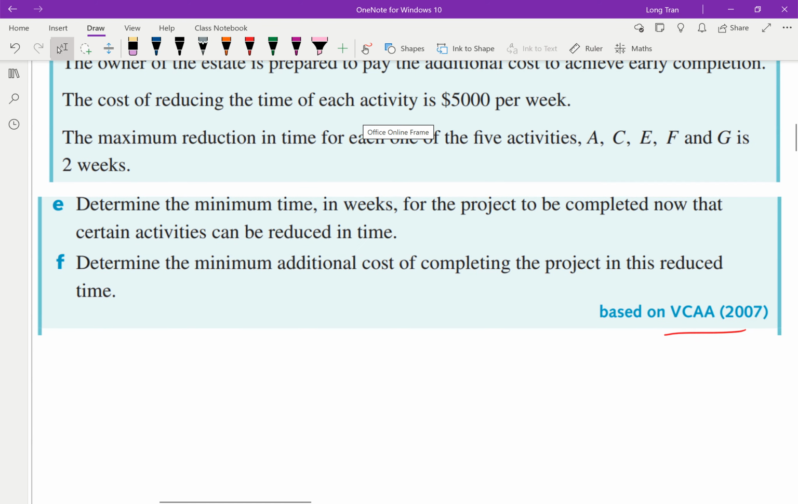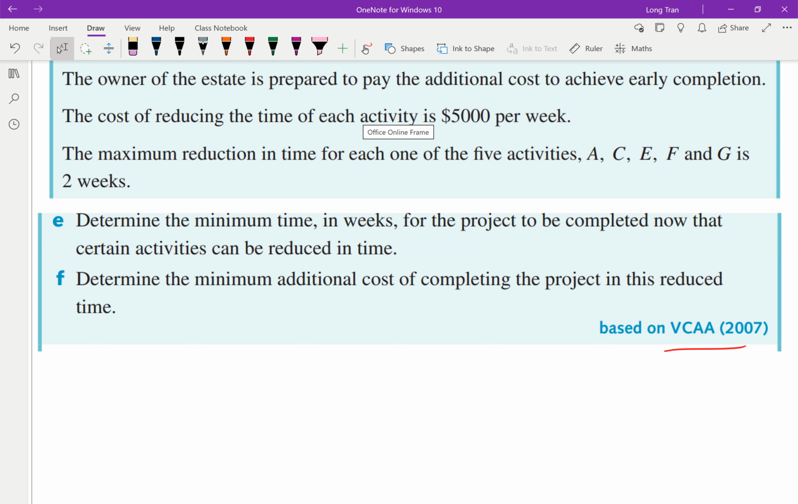15E says the owner of the estate is prepared to pay additional cost to achieve early completion. So they want to finish the task earlier, but they have a budget. This is what their budget is. The cost of reducing time of each activity is $5,000 per week. So every week you reduce, it costs $5,000 to do that.